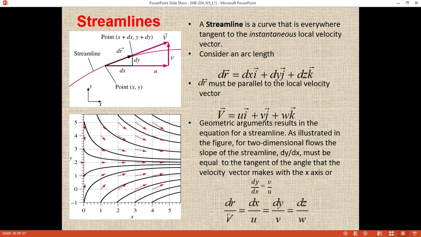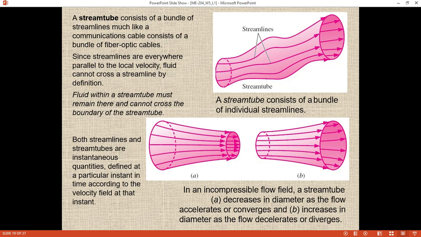So this is the equation of a streamline. These lines are called streamlines because the velocities are tangent to the streamline at every point. The velocities are tangent to the streamline at every point. Such lines are called streamlines. You can go through the stream tube to see what exactly it is.